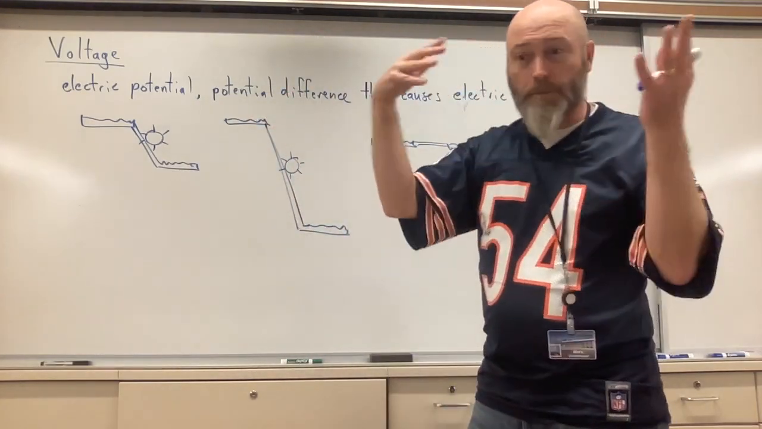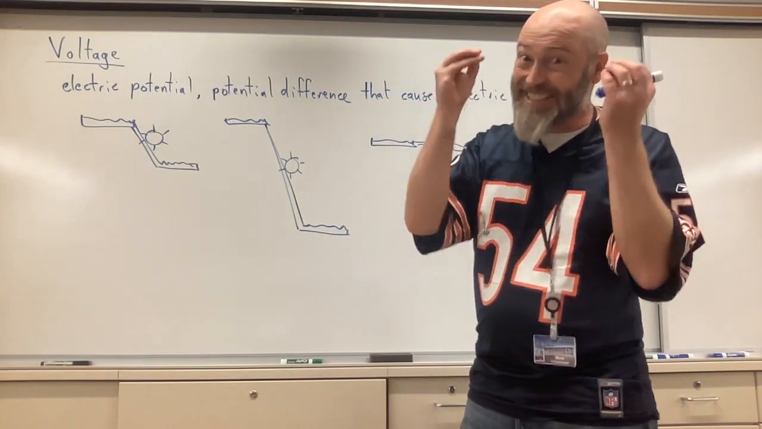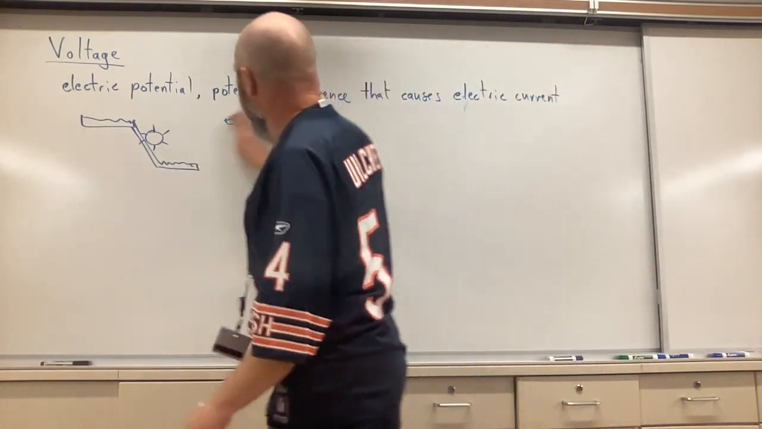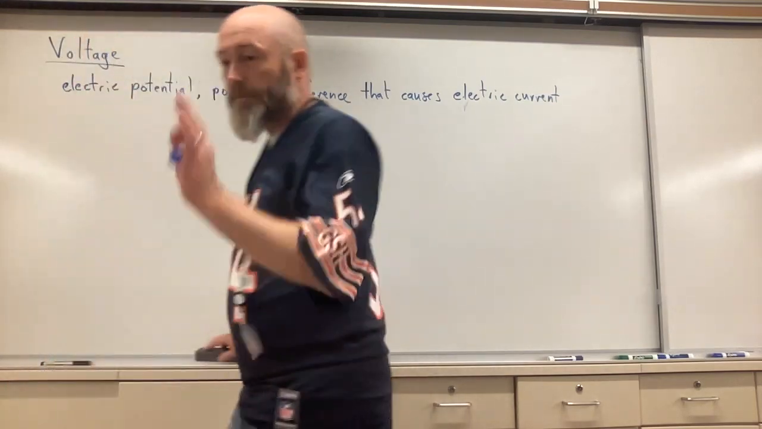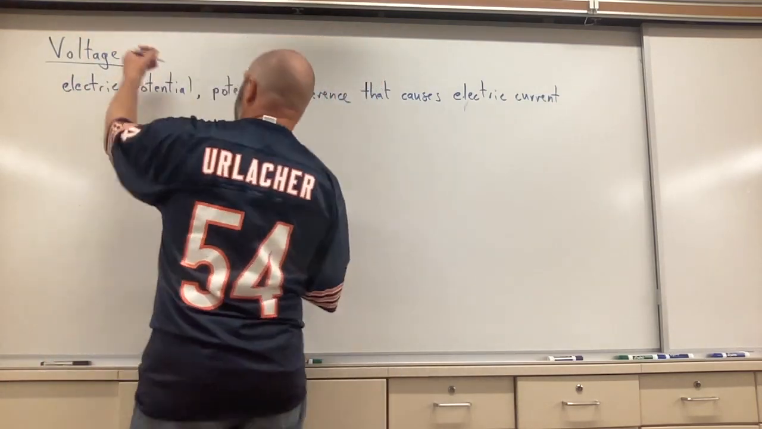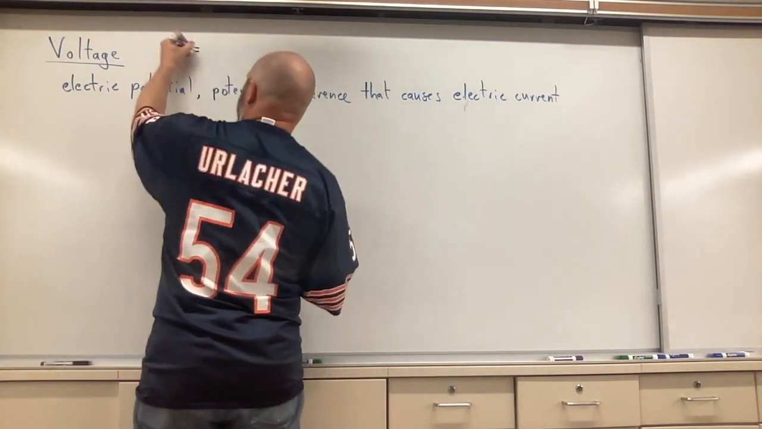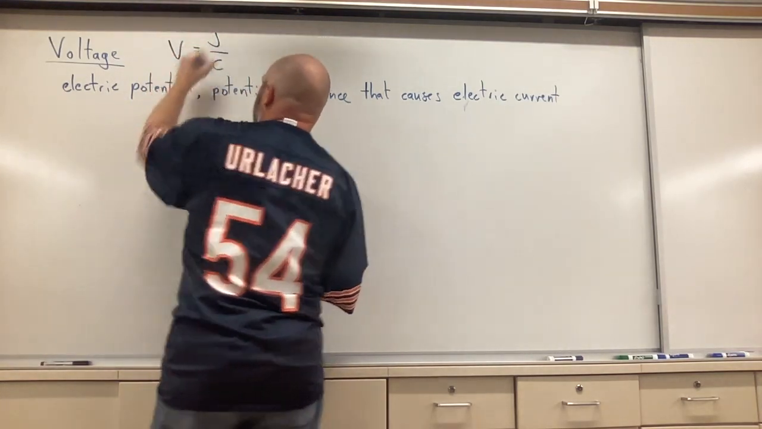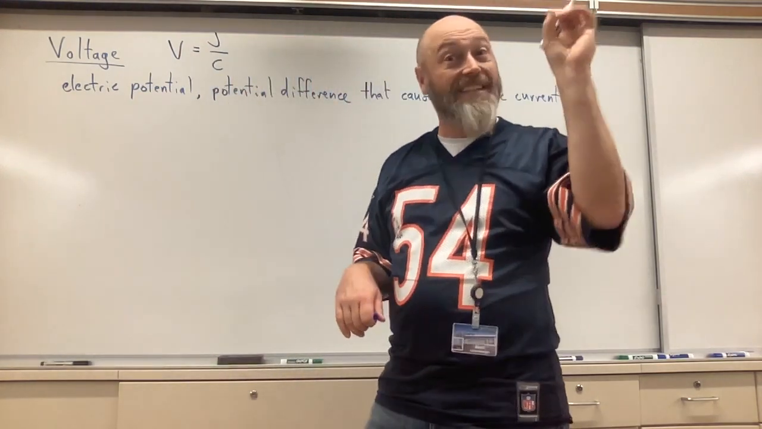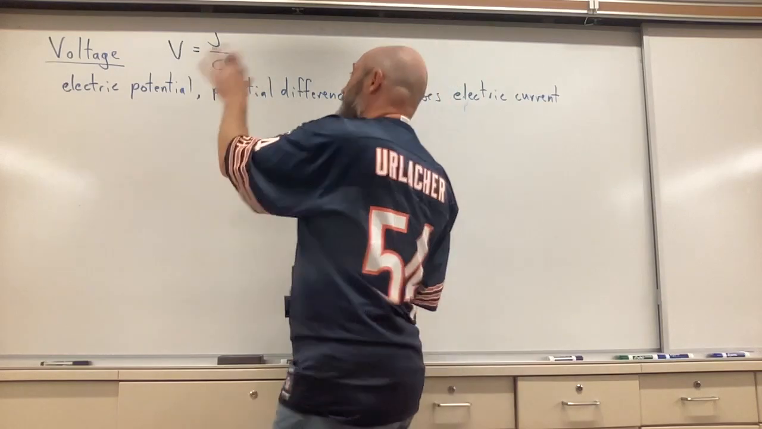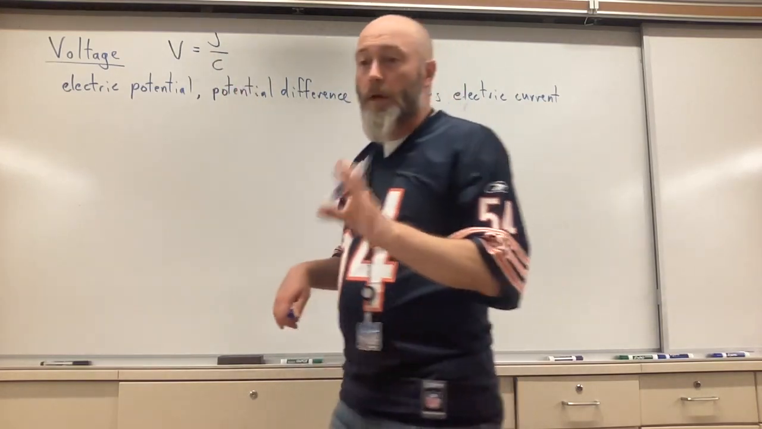So voltage is like this potential difference. Make sure that makes sense. It's so important that you can conceptualize that. Now, voltage, the unit for it is a volt. And remember, a volt is really a joule per coulomb. That's going to be important in our next video when we talk about power. But a volt is really a joule per coulomb.